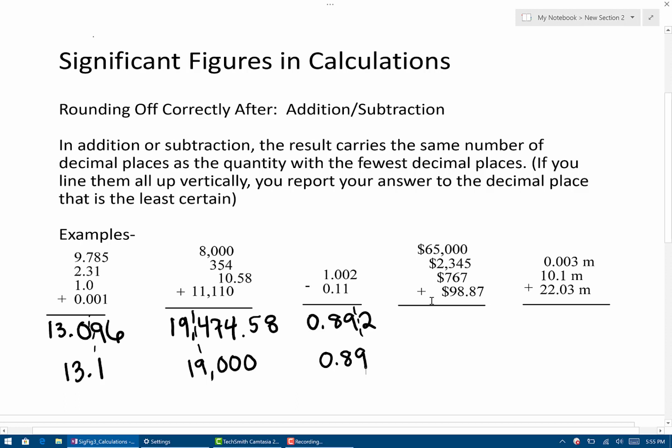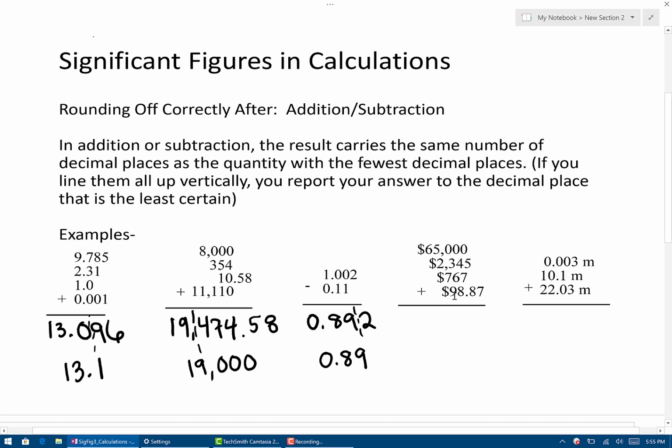All right, on our next problem, again, we have that same problem where not all our numbers have decimal places. The bottom one, the 98.87, has 2 decimal places, but the other 3 numbers have none. So we have to look at their level of precision. The top number reports to the thousands place. There's nothing reported for the hundreds, tens, or ones, and there's no decimal point to tell us that these are significant. So all we know is that it's precise to the thousands place. The 2,345 is precise to the ones place, and the 767 is also precise to the ones place.